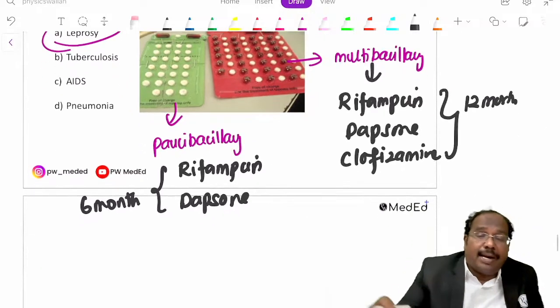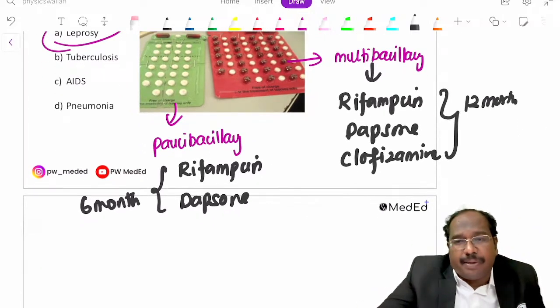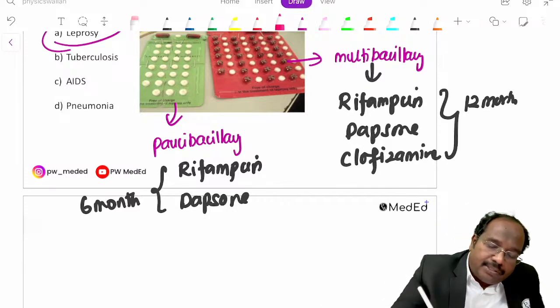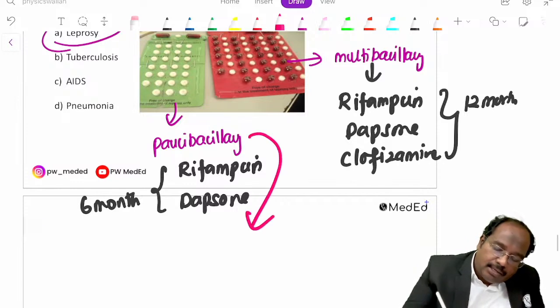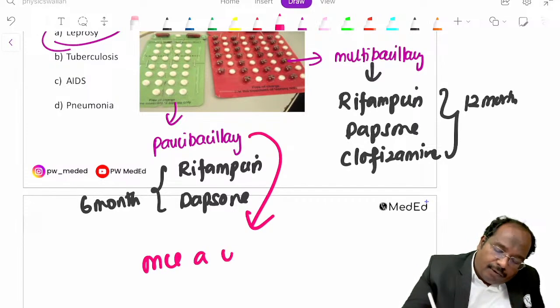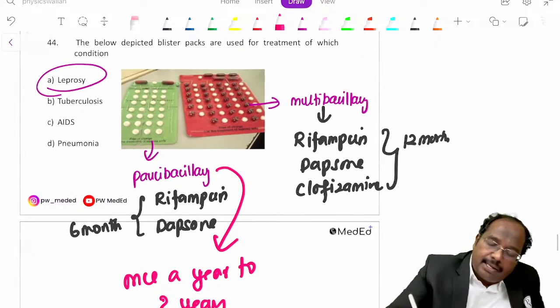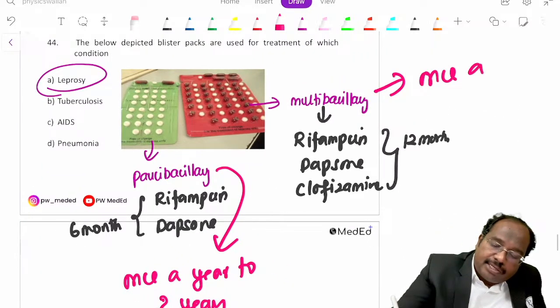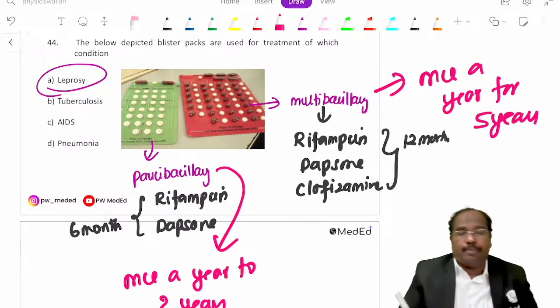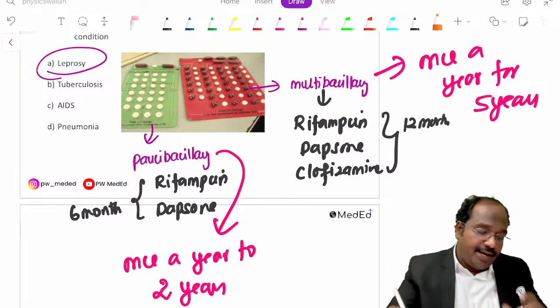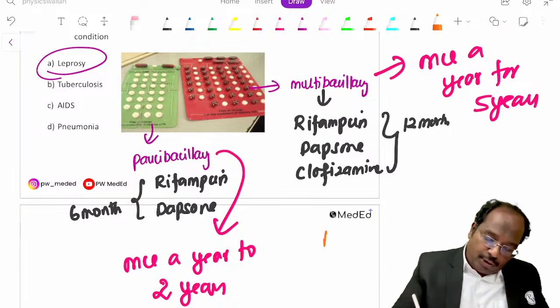This is what our program mandates, and we have to follow these people even after treatment. Follow-up is done for paucibacillary cases once a year for 2 years. Multibacillary cases, you have to follow once a year for 5 years. This is what we do in our program. And for monitoring, similar to NIKSHAY in TB, we have NLEP monitoring.